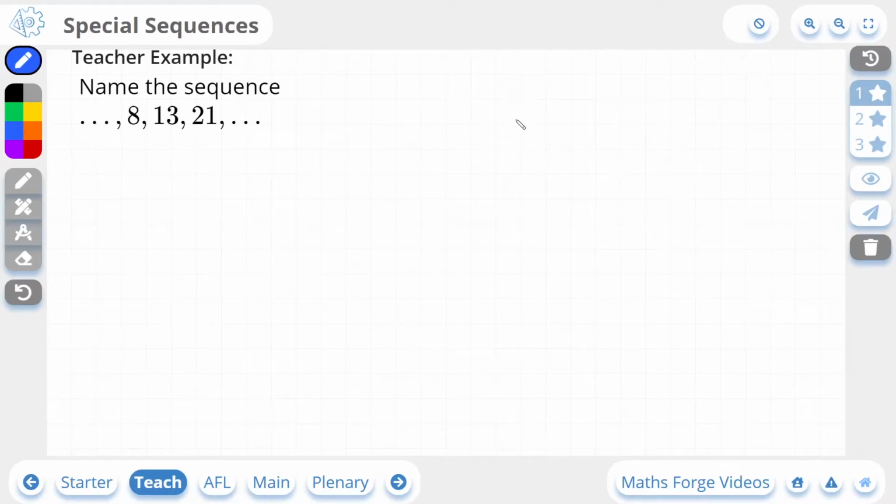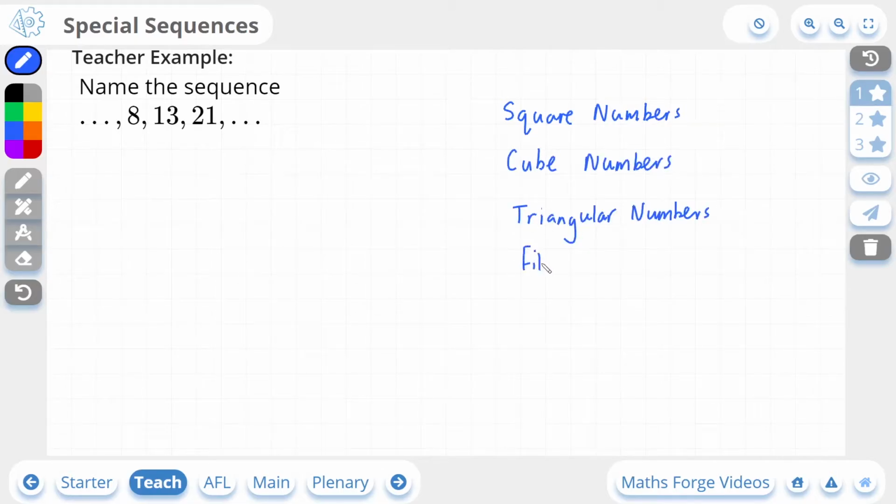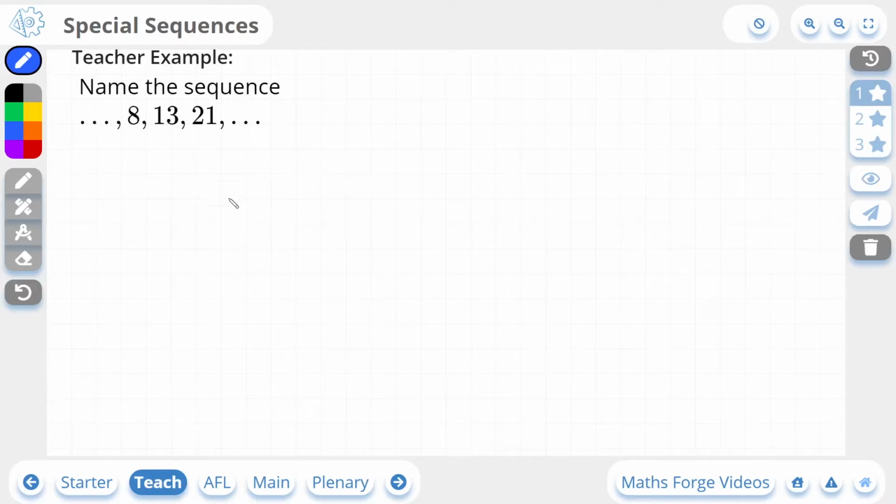So the 4 special sequences were square numbers, cube numbers, triangular numbers, and the Fibonacci sequence. We're now going to attempt 1, 2, and 3-star questions for the lesson on special sequences. So let's take a look at this 1-star example.